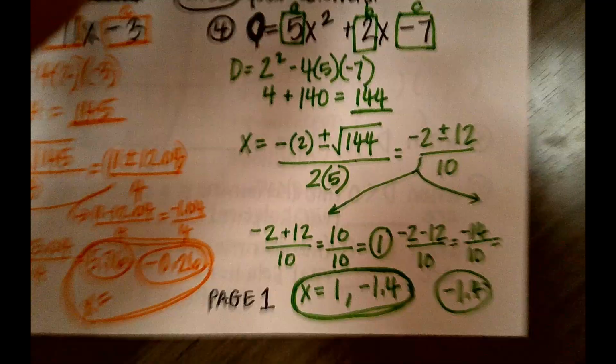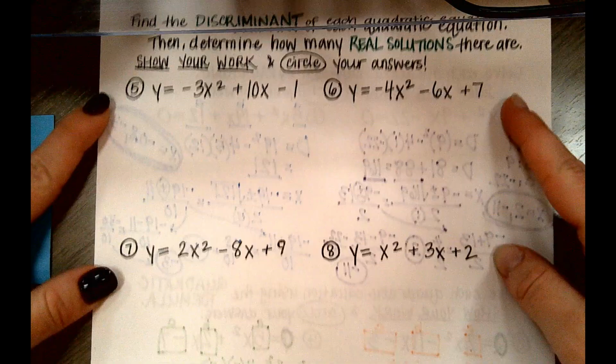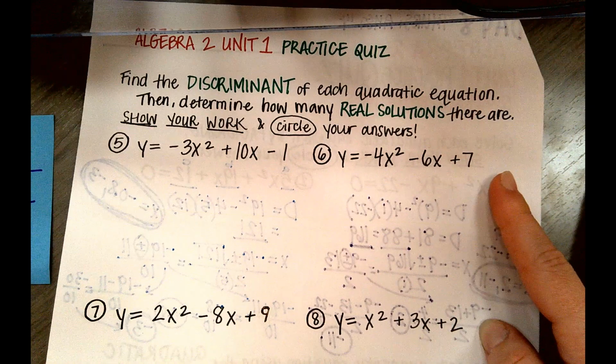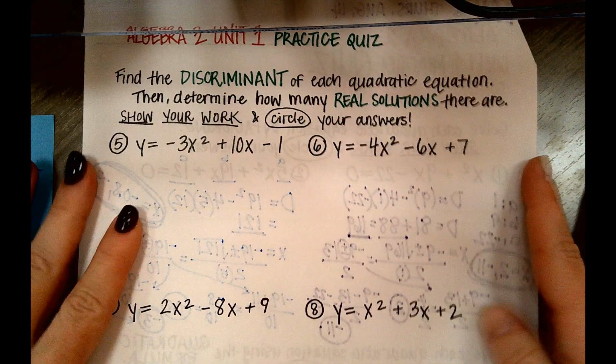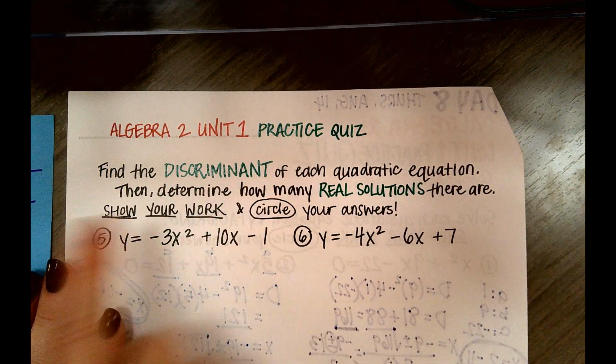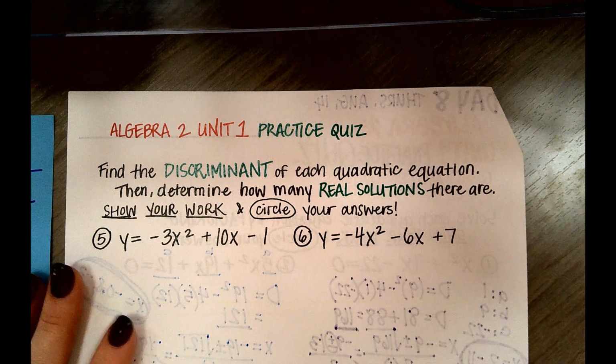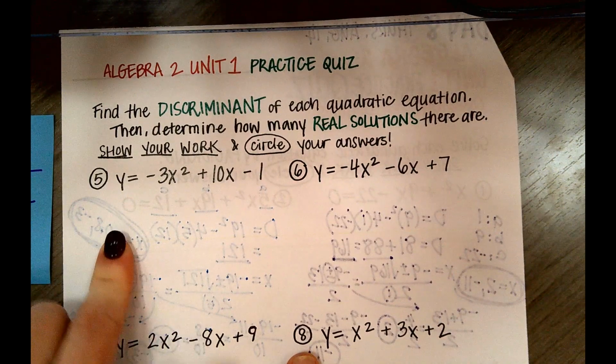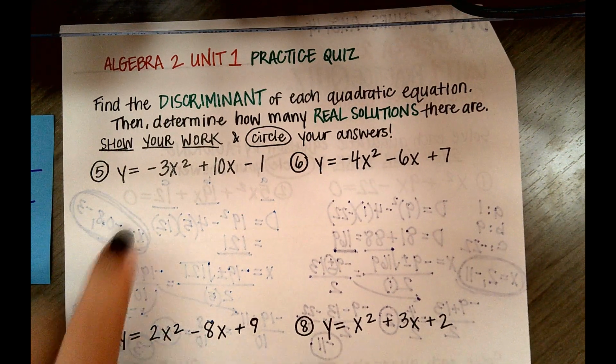Okay, so let's now go to the next page. I know some of you already have, which is totally okay. Now, there are 4 problems on page 2, and it looks the same as the other page, but this time you just have to find the discriminant, and that's it. You don't have to solve for x. So, once you do the b squared minus 4ac, you're done.